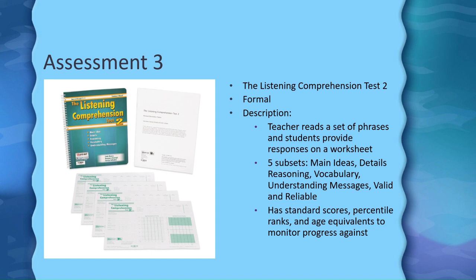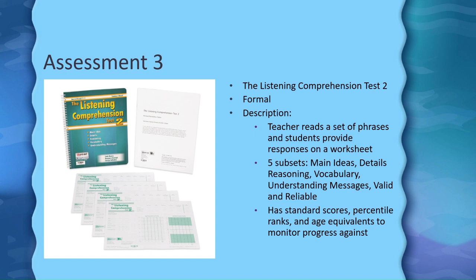The worksheet is on the left. There's 5 subsets within the test, which is main ideas, details, reasoning, vocabulary, understanding messages, and then valid and reliable. So these phrases are things that students will hear typically within the classroom, and they have to garner not only what they mean, but responses to those phrases, or any implicit understanding they can garner from them.